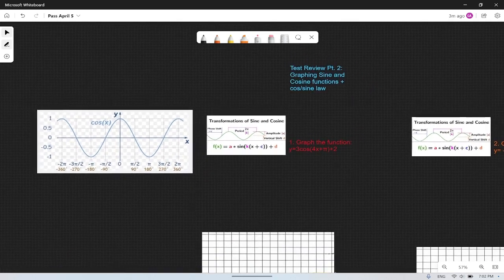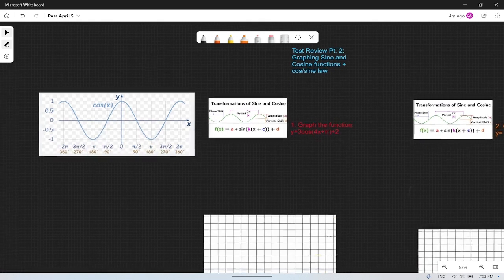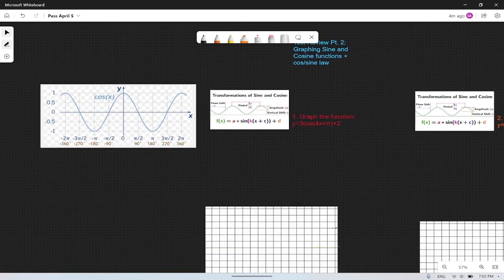Hello, today I'm continuing the review for the test on Thursday or tomorrow. I'm going to be doing some graphing questions with sine cosine functions and also some cos and sine law questions as well. So first up, the question is: graph the function y equals 3 cos(4x + pi) + 2.